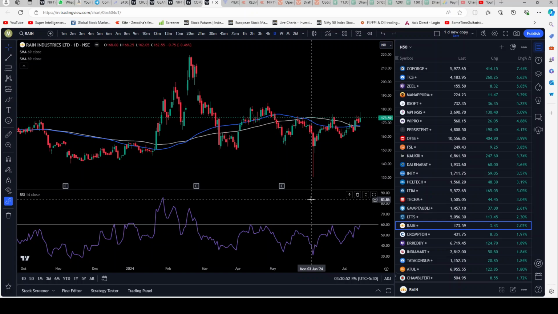Now, how long should you wait to book the profits? It depends on your comfort level, how comfortable you are. Me personally, I don't wait for that. I don't wait for 6 to 8 weeks and all of that. Whenever I feel I've made a healthy return, I try to get out of the stock as early as possible.